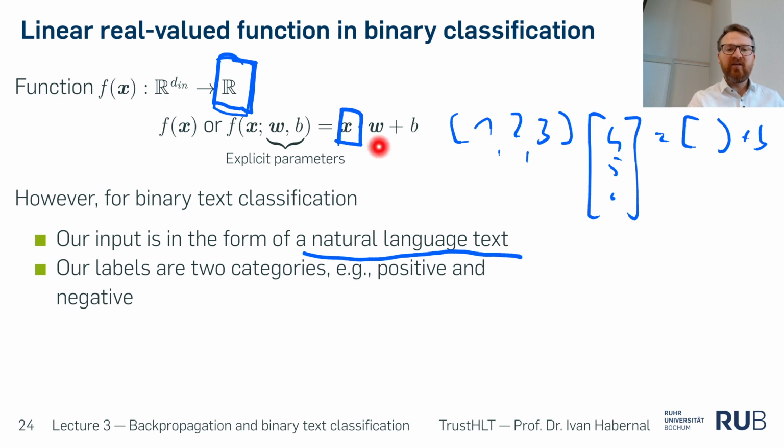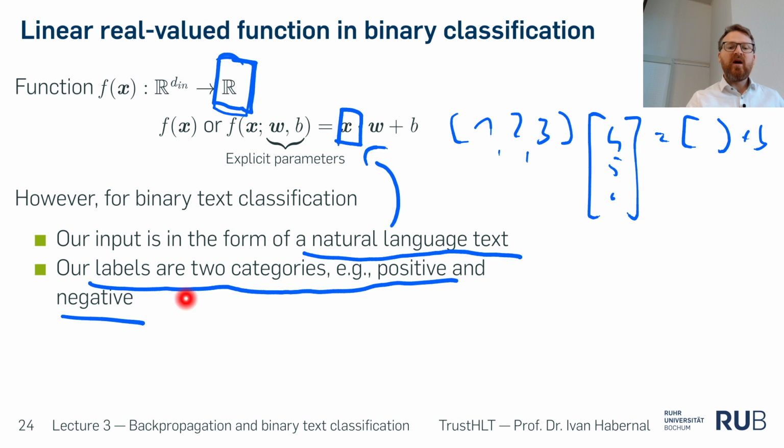How the hell do I turn this into a vector? This is the first problem we need to solve. And also, we have the labels, but remember, these labels are two categories, positive and negative. So how do we turn this into a real number?